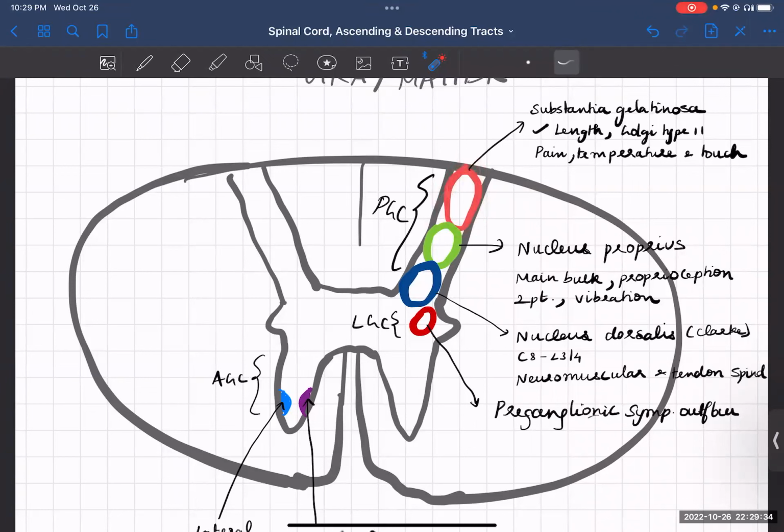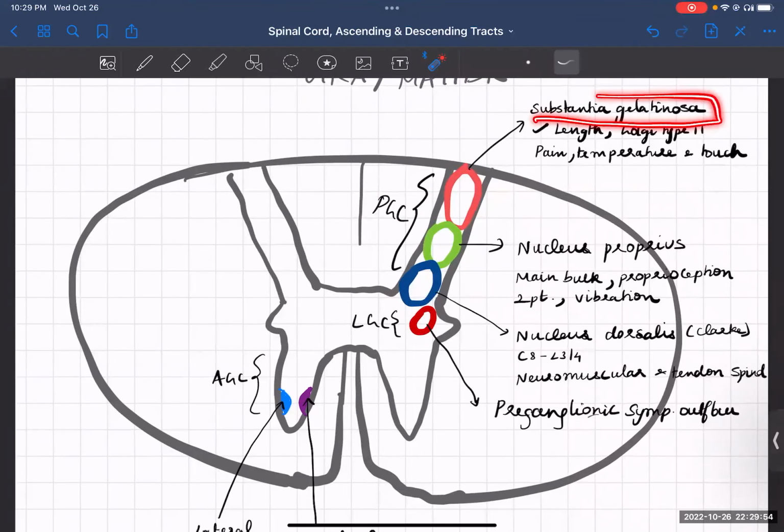What is a nucleus? A nucleus is nothing but an accumulation of neuron cell bodies. Now, let's see what type of nucleus is present in every single gray column of your spinal cord, starting with the posterior gray column. In the posterior gray column, you have three nuclei present. In the posterior-most aspect, you have a nucleus called the substantia gelatinosa. Anterior to that, you have the nucleus proprius. More anterior to that, you have the nucleus dorsalis, which is also known as Clark's column.